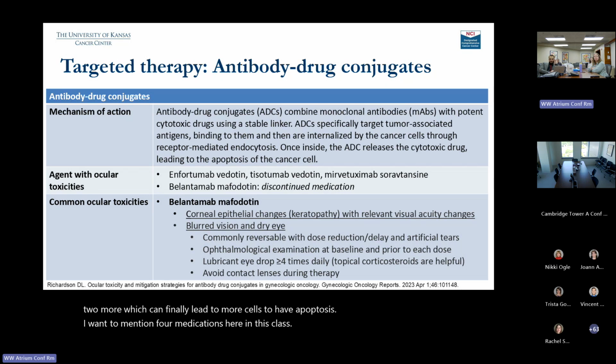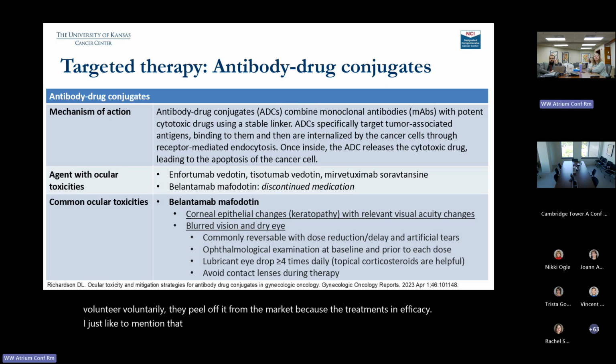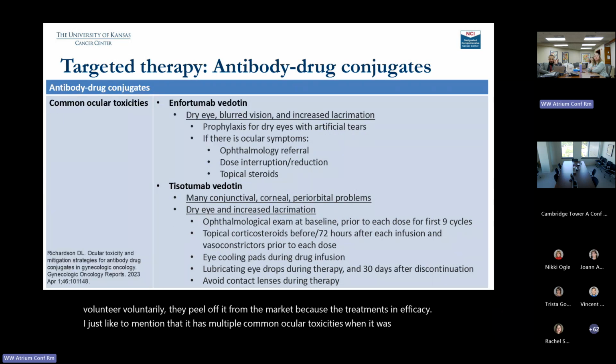Belantamab mafodotin is one of them, which was approved before, but later they voluntarily pulled it off the market because of the treatment's inefficacy. I just would like to mention that it had multiple common ocular toxicities when it was on the market.